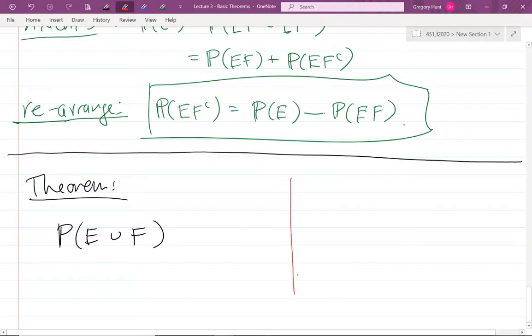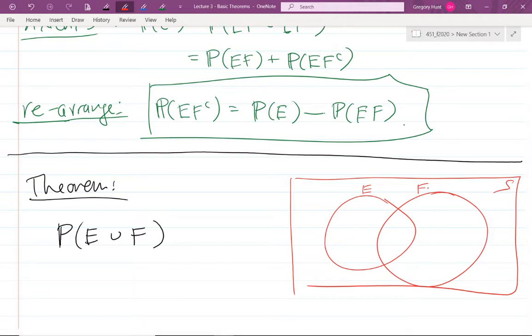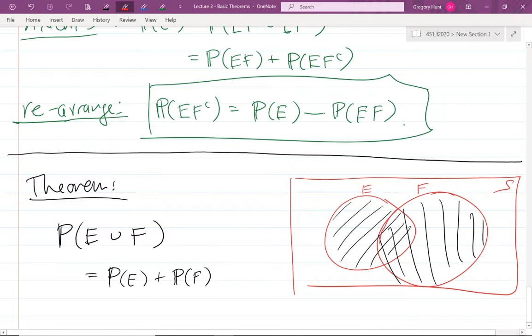Instead, let's draw a picture here. Two events. So here's my sample space, E, and its larger brother F. If I wanted to calculate the probability of E union F, I'd like to say it's the probability of E, which corresponds to this shaded area, plus the probability of F, which corresponds to this shaded area. The problem is I have now double counted this area here. So that there is double counted.